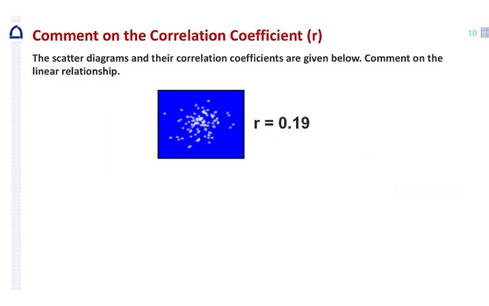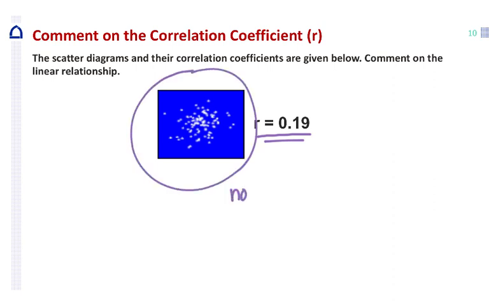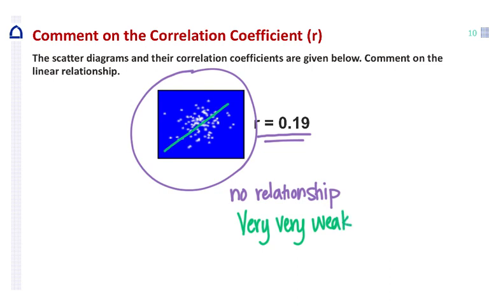Okay, this one, if I didn't know that r was 0.19, I would just look at this scatter plot and say no relationship. That's what it looks like to me. But since you know that r is 0.19, that means you can make some kind of a line of best fit, but I would call this a very, very weak, positive, linear relationship. Okay?